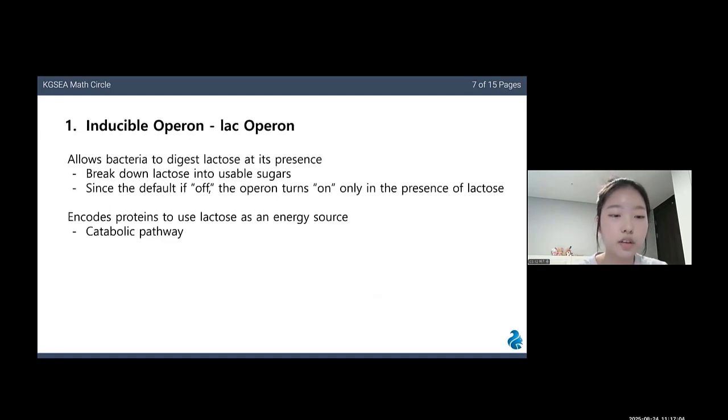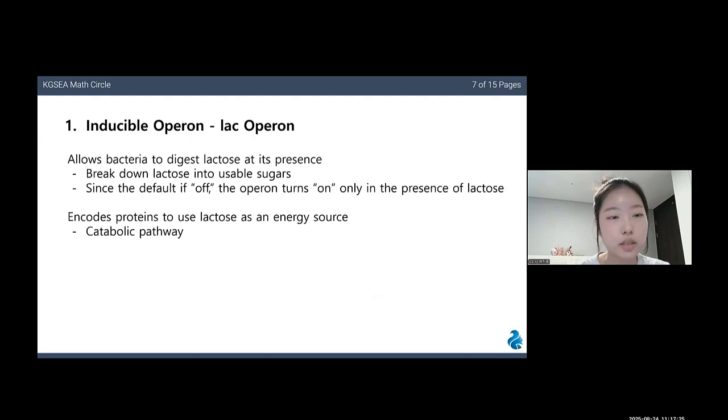A well-known example of an inducible operon is the lac operon in E. coli. This operon allows bacteria to digest lactose, which is a sugar, but it only turns on in the presence of lactose. Otherwise, there's no point in making enzymes to break it down. So the lac operon breaks lactose into usable sugars, and it's part of a catabolic pathway.